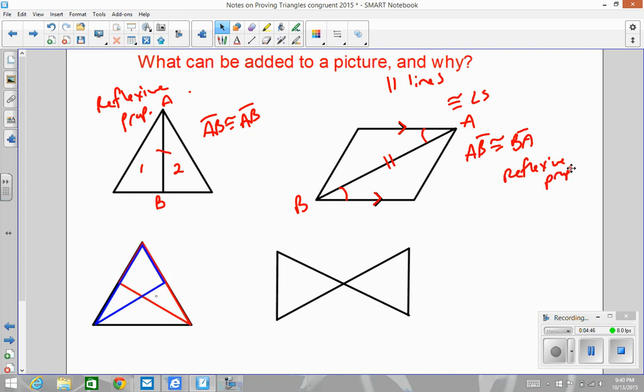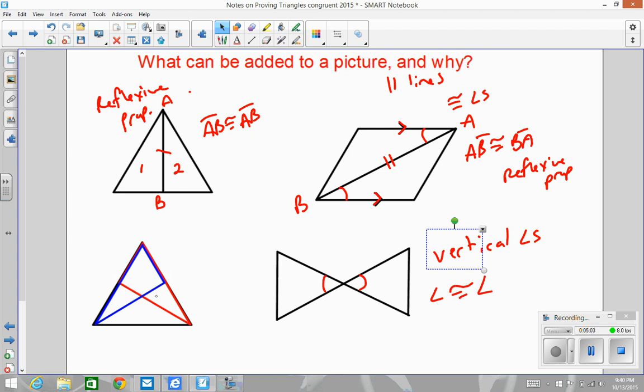Okay. Some other information we can put into our proofs that may not be given to us is that we have this one right here. We have the vertical angles. So we can add in vertical angles because remember that comes from the picture. Remember, you have to say the vertical angles, then you say the angles are congruent.